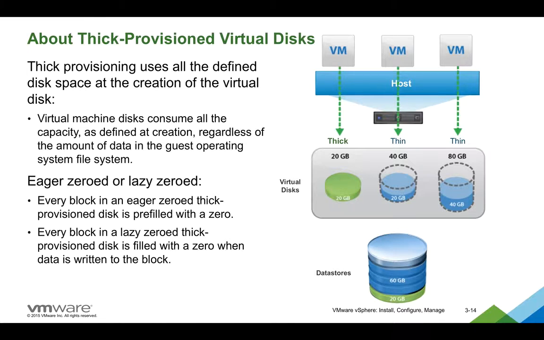However, web servers are fairly static. They don't change a whole lot. So actually using a lazy zeroed thick provisioning would be beneficial there. Again, you can use your eager zeroed for servers that have a lot of write activity, such as an Exchange server, so you can write the zeros at the time that you provision it, and you will have less I/O latency.